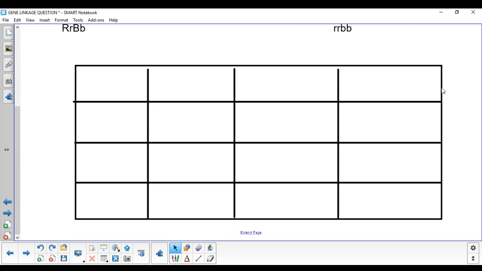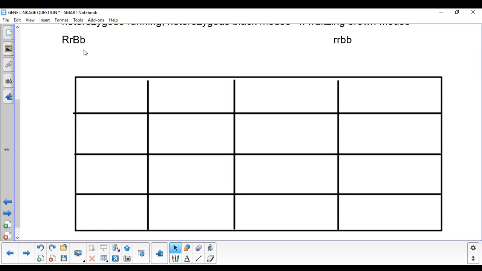Draw out the 16 box Punnett square with these two parental genotypes. Fill out the top, fill out the side. Take a picture of your completed Punnett square and upload it to this Google assignment so that I can see you remember how to do it. Don't peek at the key, but the answer is coming on the next slide.